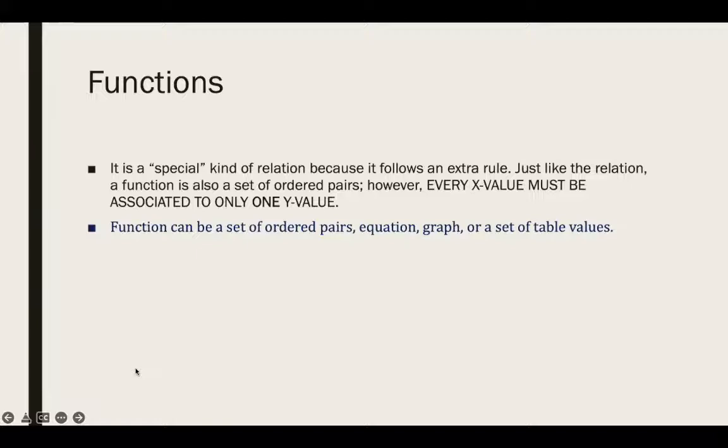Now, a function. A function is a special kind of relation because it follows an extra rule. Like relations, functions can also be sets of ordered pairs. However, this is the extra rule: every x value must be associated to only one y value. And functions, like relations, can be a set of ordered pairs, an equation, a graph, or a table of values.